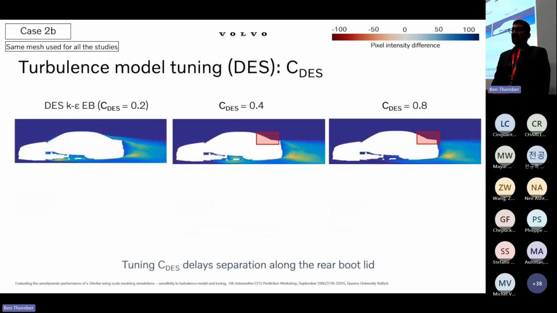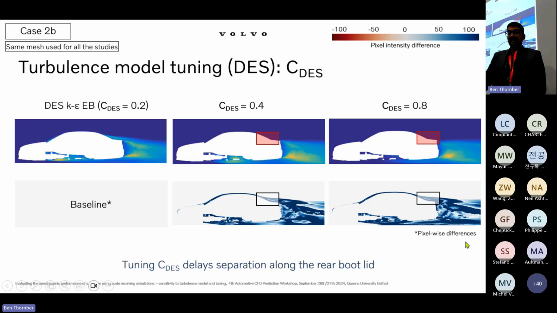We also did a tuning of our DES. Since it's one of our baseline methods, we try to play with the CDES factor, which dictates when this RANS-LES switching is happening. What is quite evident is that if I use the default value provided by Siemens, 0.2, we have a reasonably good separation downstream of the C pillar across the bootlid, and we're looking at a Y0 section here. You can see that for a higher CDES, this suddenly vanishes, and now we don't have any separation being predicted on the bootlid.